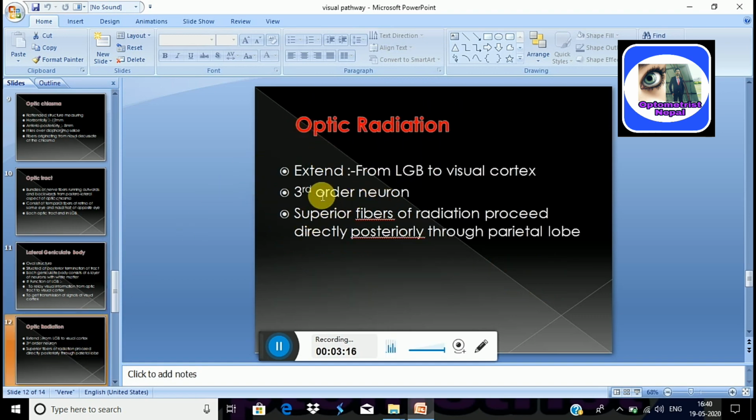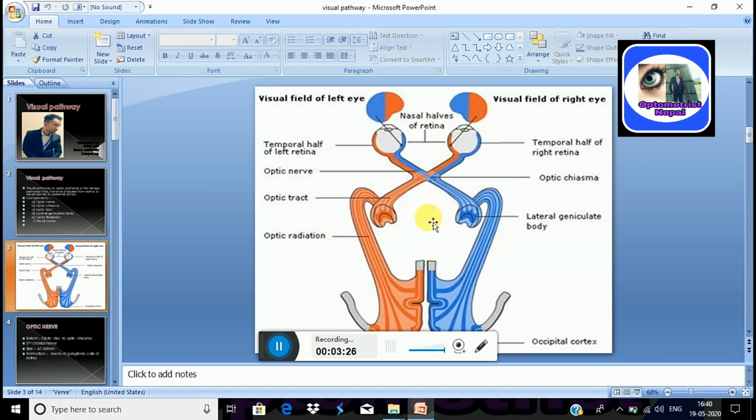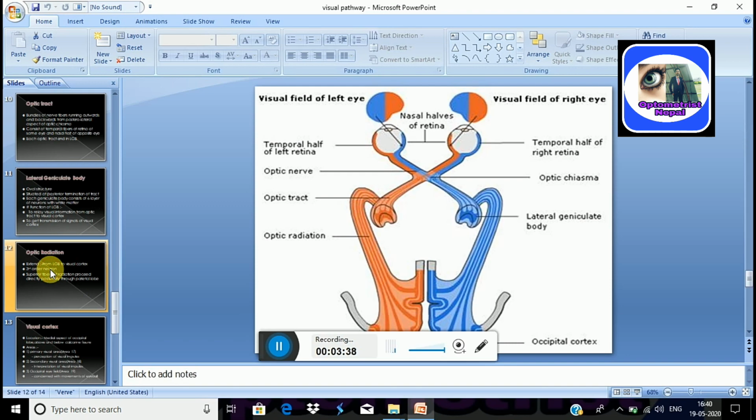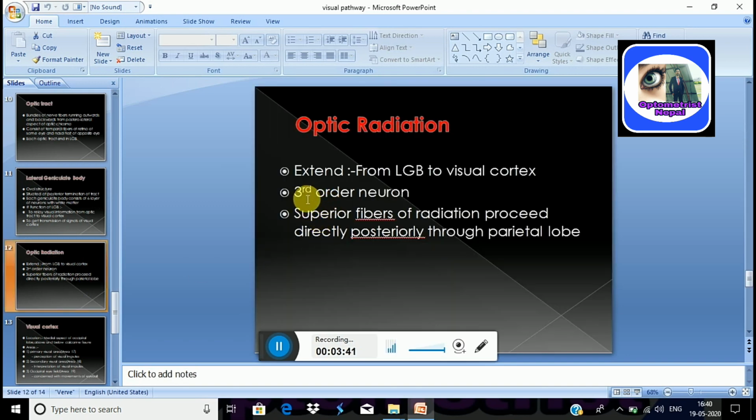Optic radiation extends from the lateral geniculate body to the visual cortex. Yes, look here in the figure: the optic radiation runs from the lateral geniculate body to the visual cortex. It is the third order neuron. Superiorly, fibers of the radiation proceed directly posteriorly through the parietal lobe.